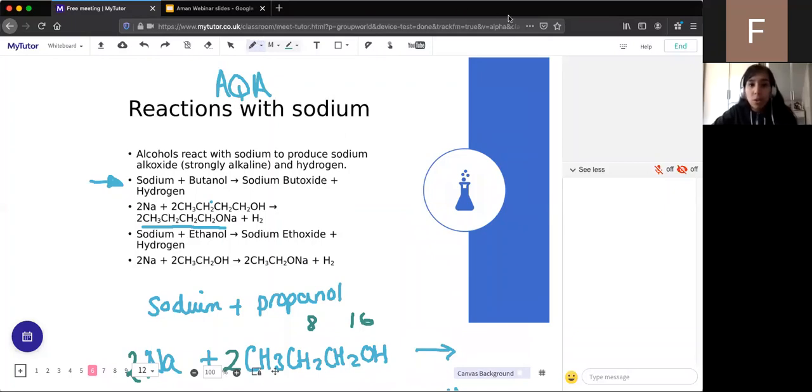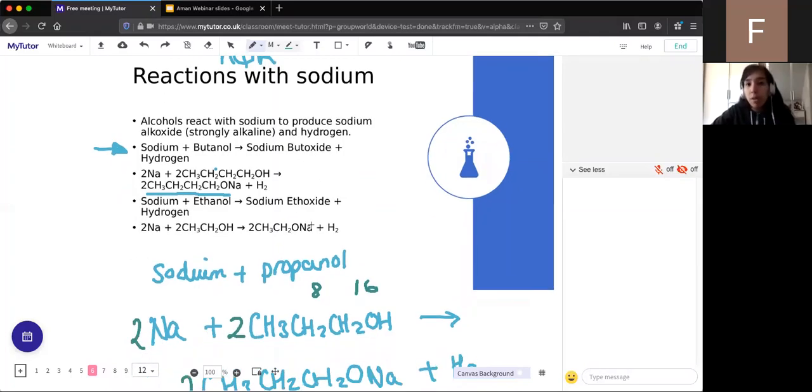Any questions at all? The main exam questions I've seen for these basically ask you what you would see. So that's why I asked you, but you're right, all of you that said effervescence or bubbles, exactly, you would see that. If you're wondering, the sodium butoxide or propoxide is aqueous, so it will dissolve, and that therefore means that the solution you're left with will be colourless. So that's another property that you could talk about.